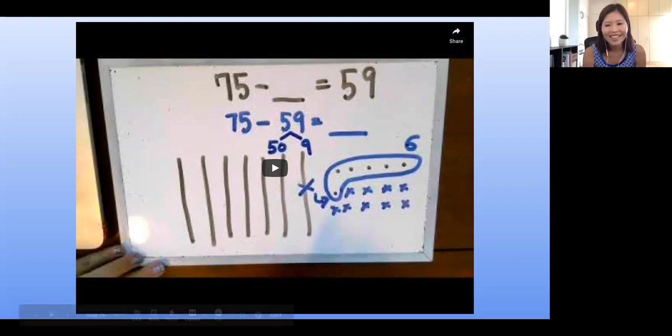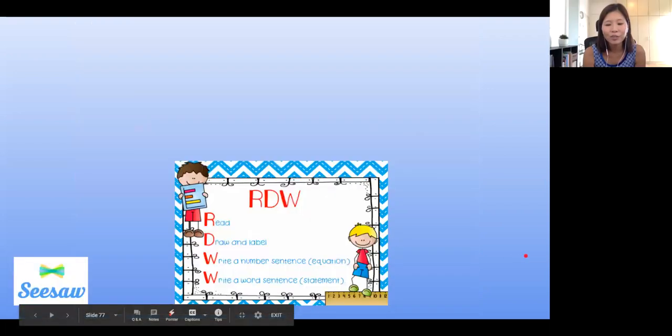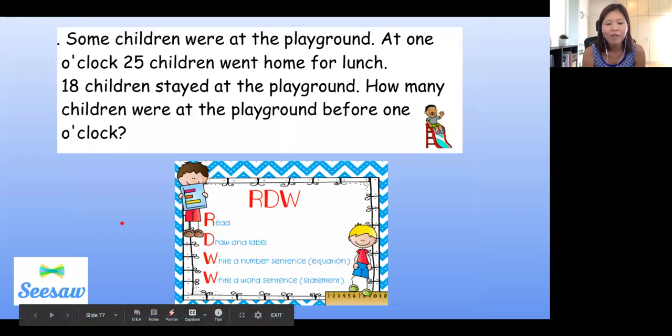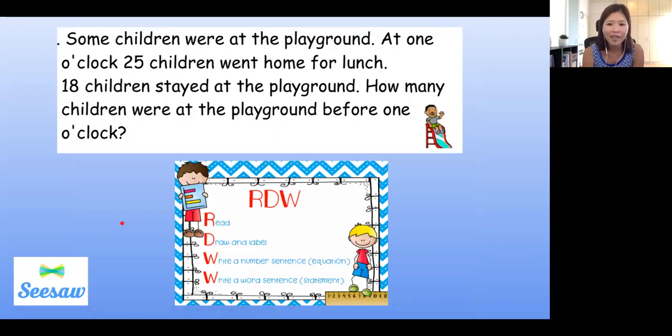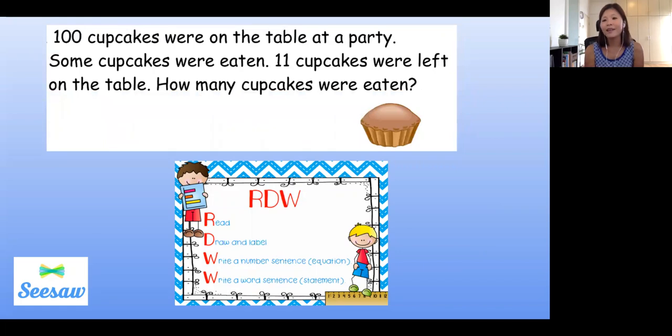That's right. Awesome. So friends, you have 2 problems to solve, okay? We're not going to read it. We are going to let you read it and reread it. Make sure that you are following the REW and WW, and then you are checking your answer. So you have 2 problems. The first one is about children playing on the playground. The second problem is about cupcakes.